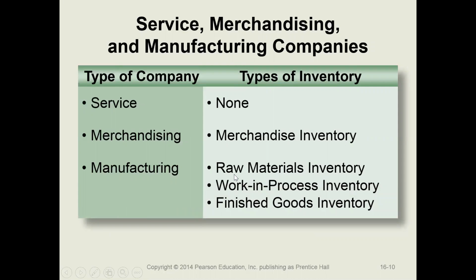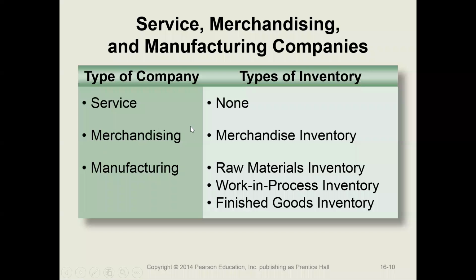Looking at the types of inventory that the three different types of companies have. Service companies aren't selling any physical inventory. They're selling time or skills or knowledge, so there's nothing physical to sell, so there is no inventory. Merchandising companies sell merchandise inventory. That's the stuff that they buy that they're going to turn around and just resell with very little alteration of it. And then manufacturing companies have three different types of inventories: raw materials, work in process, and finished goods.